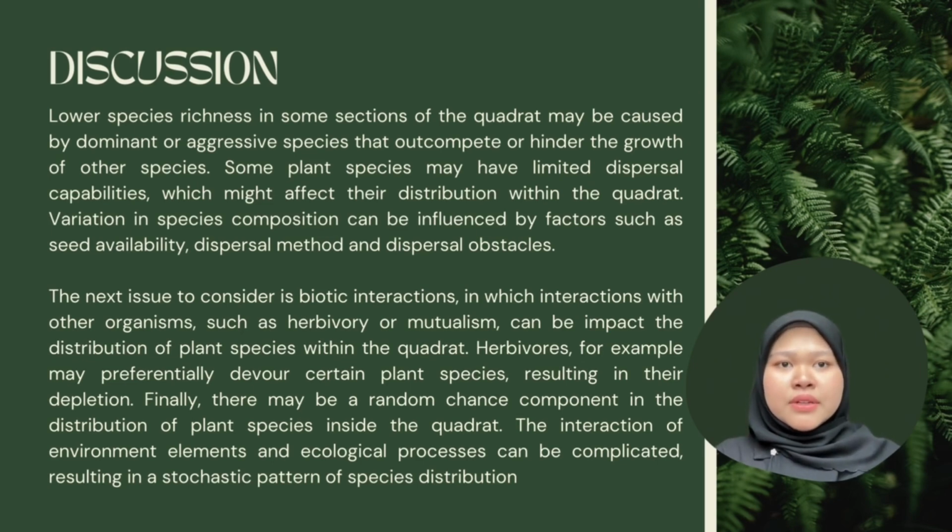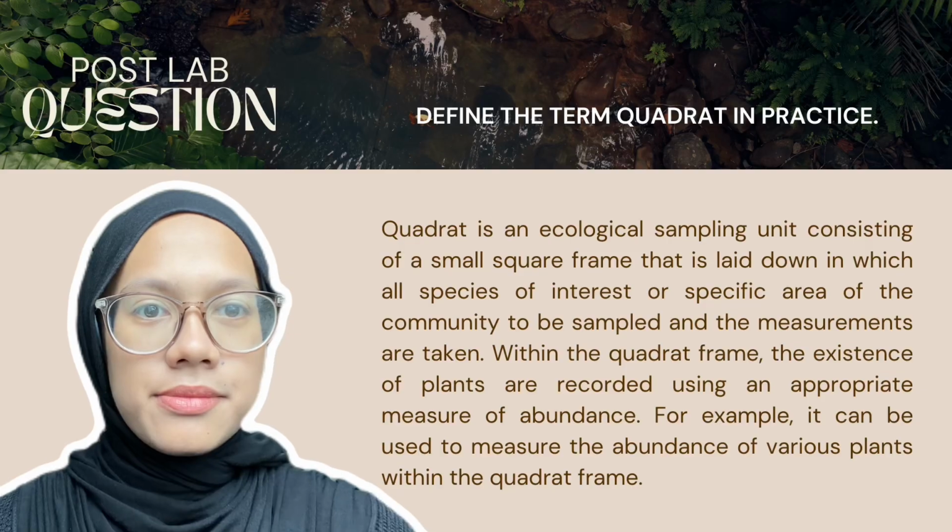Herbivores, for example, may preferentially devour certain plant species, resulting in their depletion. Finally, there may be a random chance component in the distribution of plant species inside the quadrat. The interaction of environmental elements and ecological processes can be complicated, resulting in a stochastic pattern of species distribution.